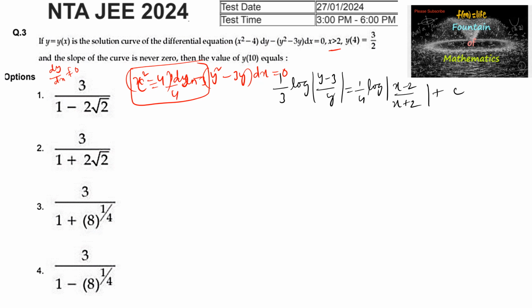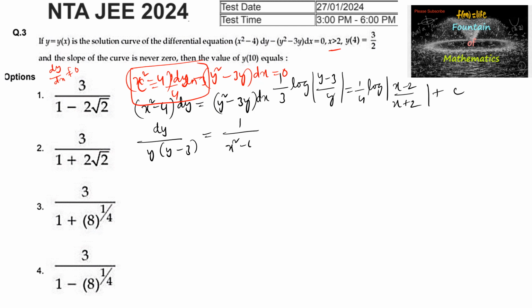The given differential equation we can also write as (x² − 4) dy = (y² − 3y) dx, or we can write dy/(y(y − 3)) = 1/(x² − 4) dx. Let us integrate on both the sides. On the left side we have the difference of y and y − 3 is 3, so let us multiply and divide with the 3 here.